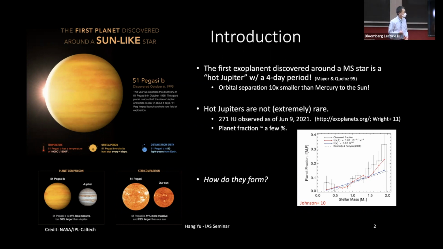And in fact, hot Jupiter systems like this 51 Peg-b are not extremely rare. We have observed nearly 300 of them. And people estimate that around every 100 sun-like stars, there will be one hosting a hot Jupiter like 51 Peg-b. The natural question we would like to ask is the following: how does such a planet form in such a compact orbit?